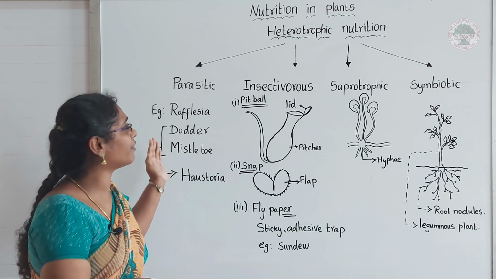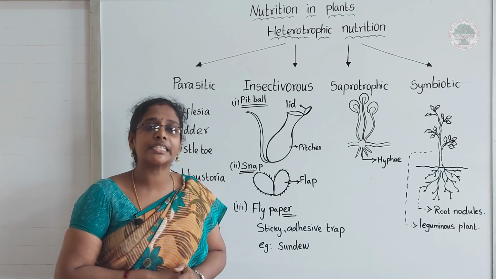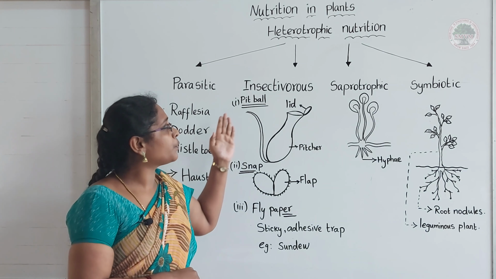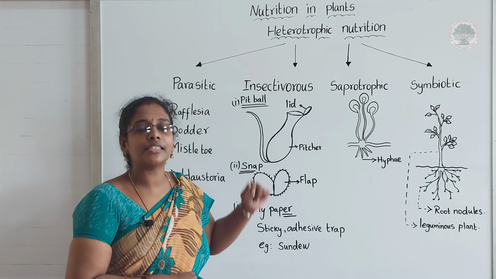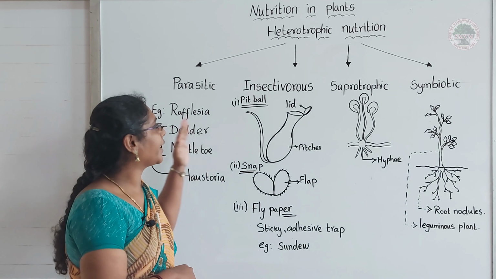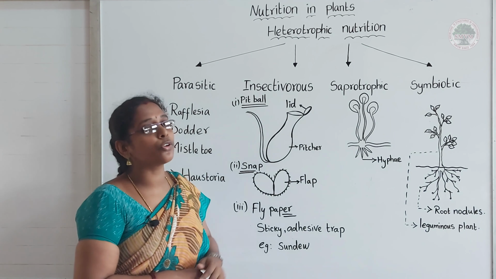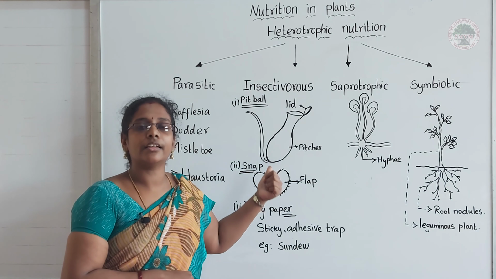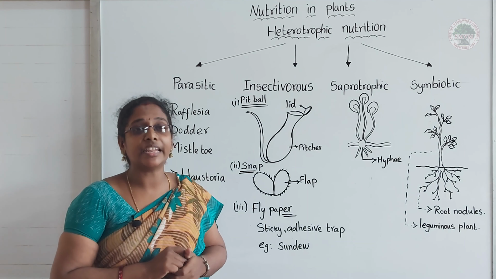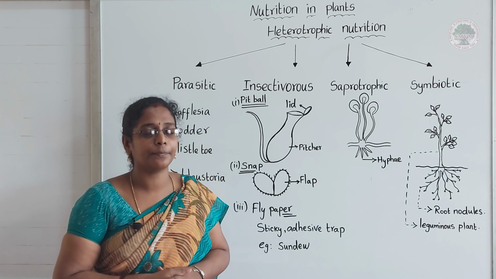The next kind of nutrition that we are going to discuss is insectivorous. Insectivorous plants follow insectivorous nutrition. Unlike other heterotrophic nutrition, here the insectivorous plant has green pigments, which means chlorophyll.